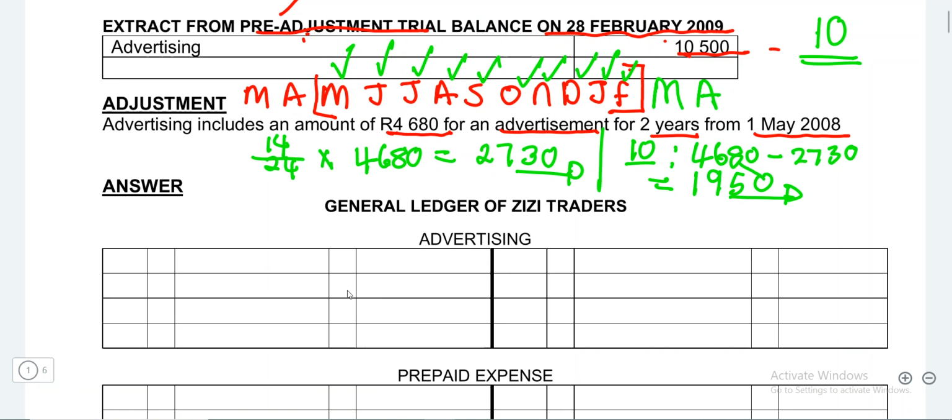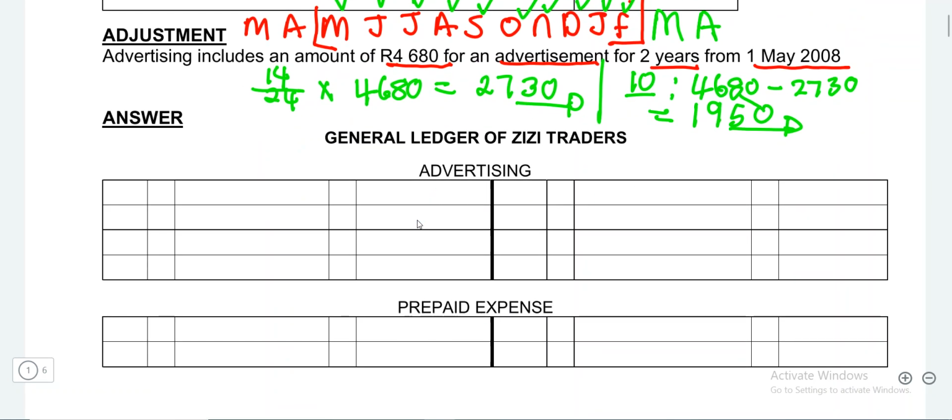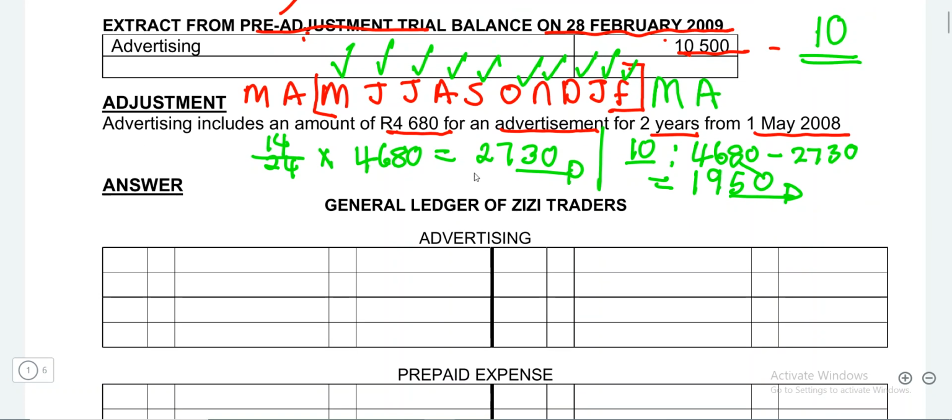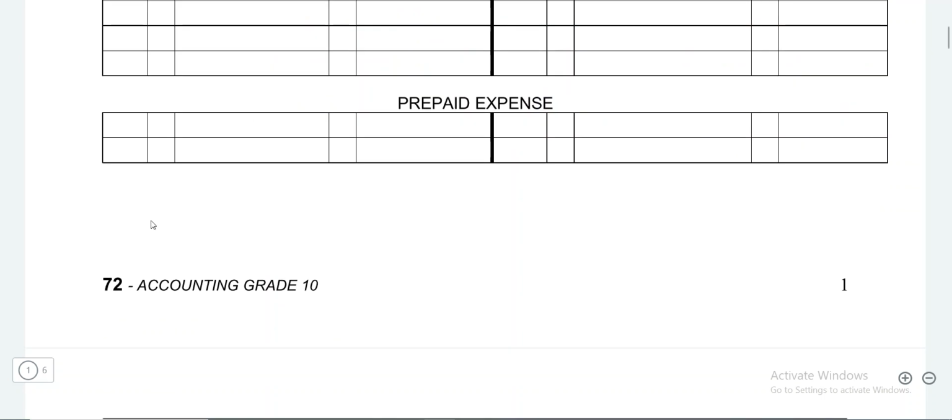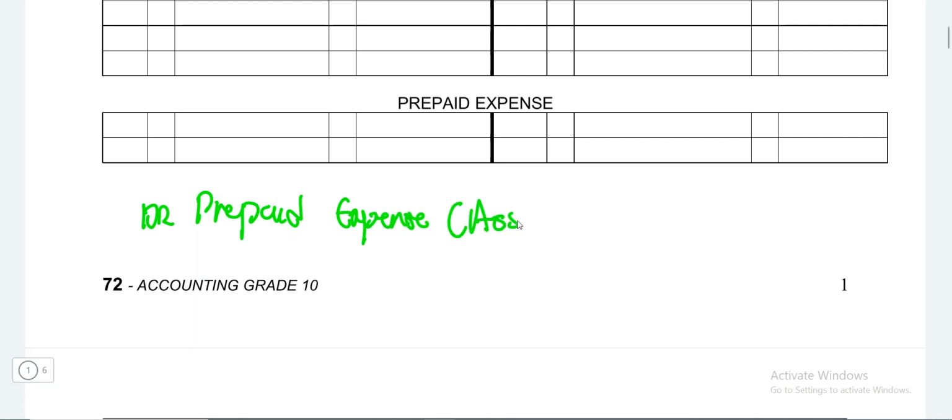And remember here, guys, you are not required to do the general journal, but what you can do to get an idea of what you must do, remember, prepaid expense is an asset, so you are supposed to debit prepaid expense. Maybe let me find somewhere to write this. So you are supposed to debit prepaid expense, because your prepaid expense becomes an asset, and then you are supposed to credit your advertising. This advertising must be reduced by that 2,730.